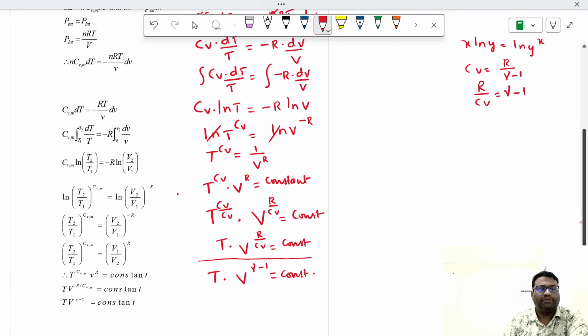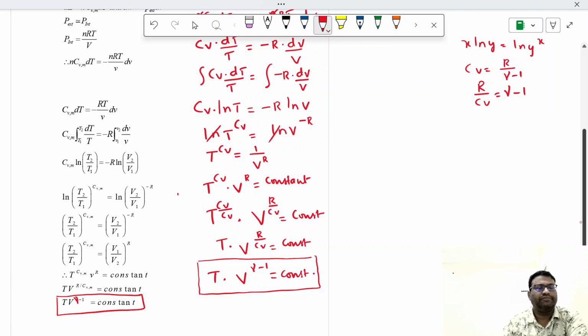So the relation between T and V we have derived. What is that? Relation between T and V in adiabatic process: T into V power gamma minus 1 is equal to constant. This is gamma, right? Understood?